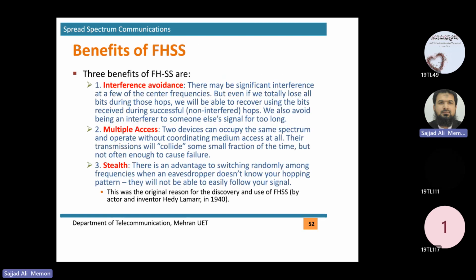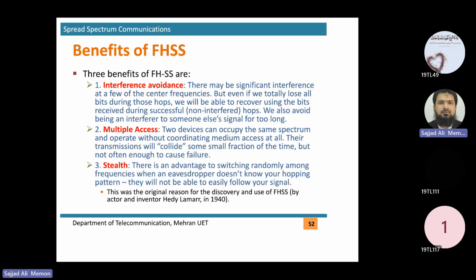The benefits of FHSS: three benefits, interference avoidance, multiple access, and security. There may be significant interference at a few of the center frequencies, but even if we totally lose all bits during those hops, we will be able to recover using the bits received during successful hops. We also avoid being an interferer to someone else's signal for too long.